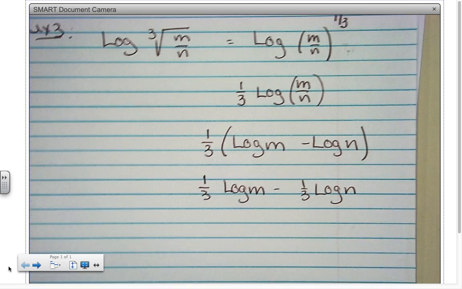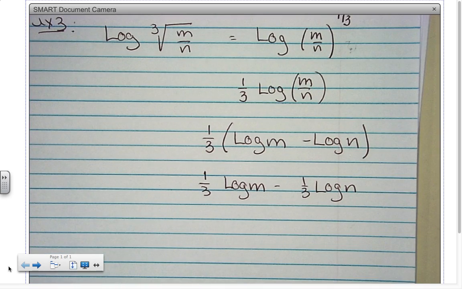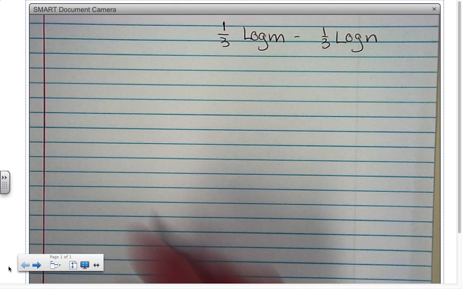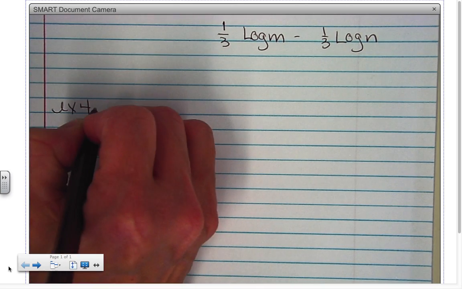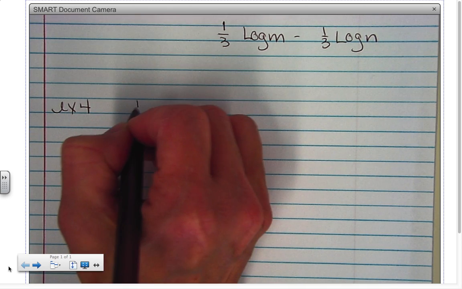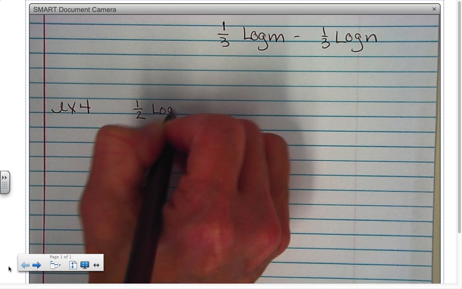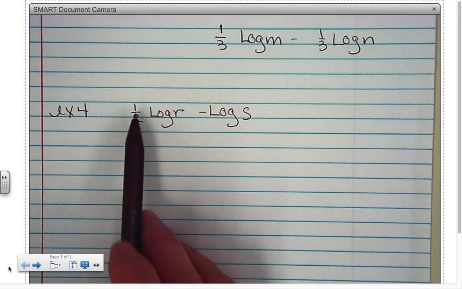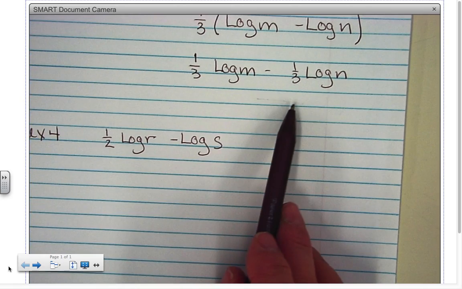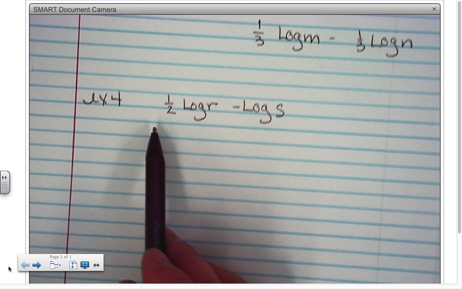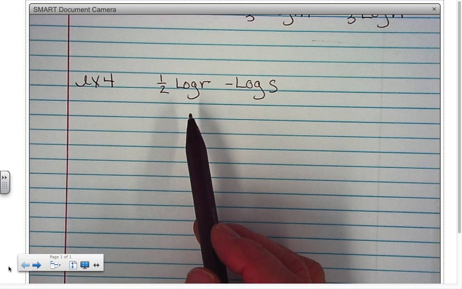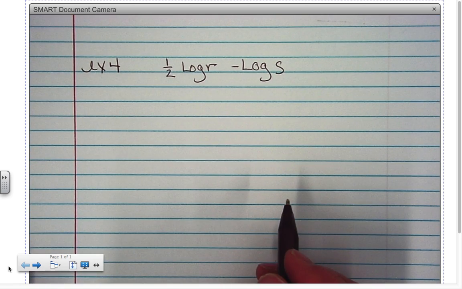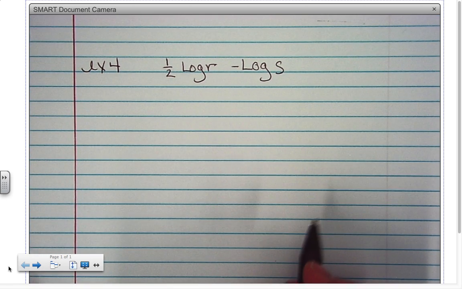Let's try a couple examples working in the other direction, and then I think you have a little bit of practice to go. All right, so here's example 4. Example 4 says, suppose you have 1/2 log r minus log s. Now they're giving you this expanded version like we just had in that last example as our answer and asking you to combine it into a single log. So the directions here would probably say express as a single log.